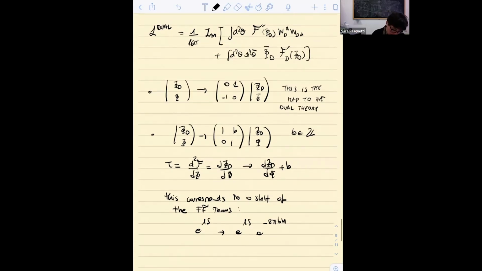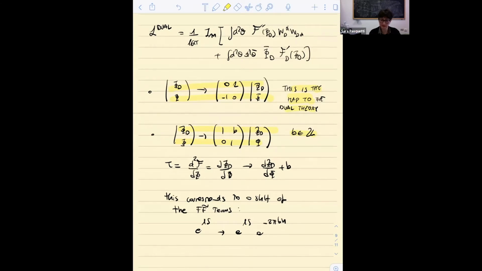So this is a more trivial symmetry that we have. It's basically the symmetry sending the theta angle to theta plus 2 pi n, times an integer. So this is a trivial symmetry of the Lagrangian. But then we notice that there is also another interesting transformation, which is not a symmetry of the Lagrangian, but provides a dual description of the theory.